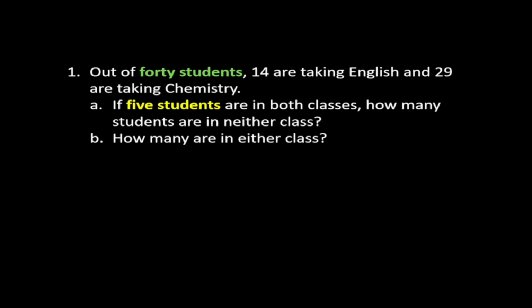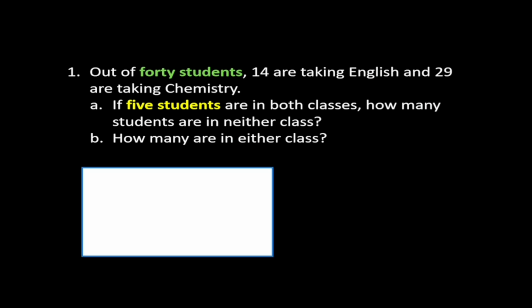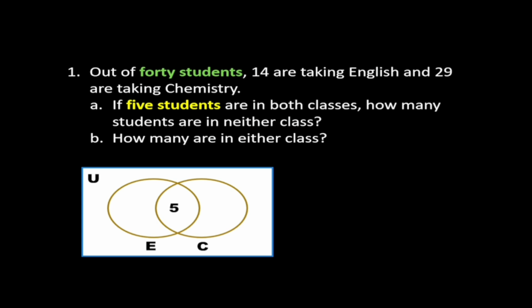In order for us to solve this kind of problem, we represent it in a Venn diagram. Take note that the universal set is the total number of students enrolled here, so that is 40. Then we have two subjects, chemistry and English. Take note also that there are 5 students who were enrolled in both classes, so that's why we will write 5 here.